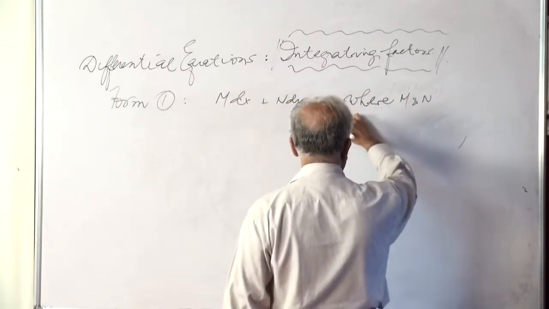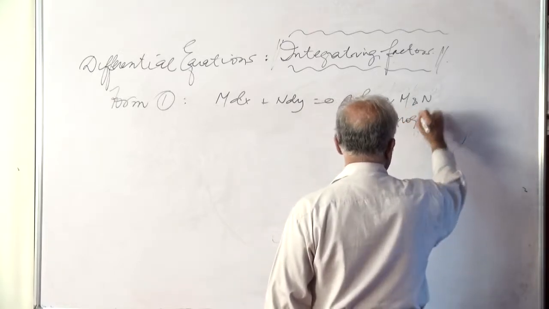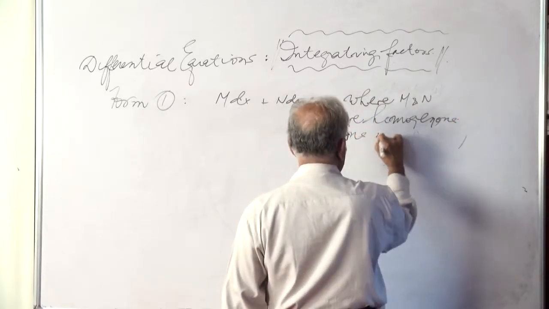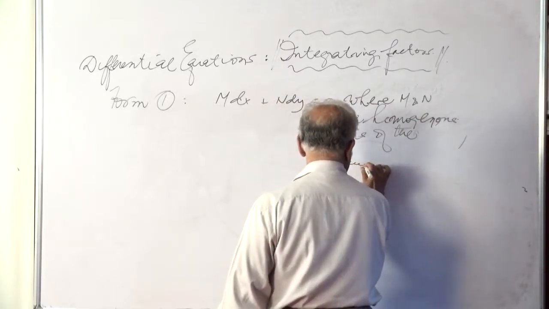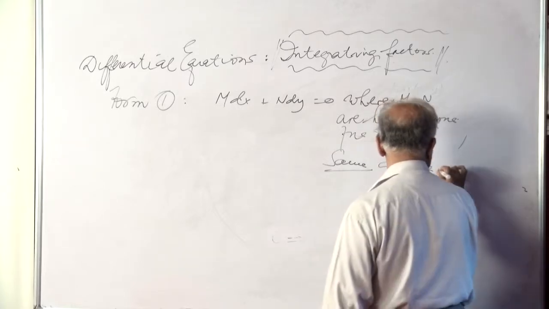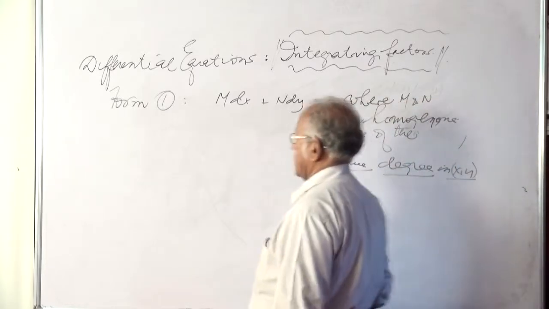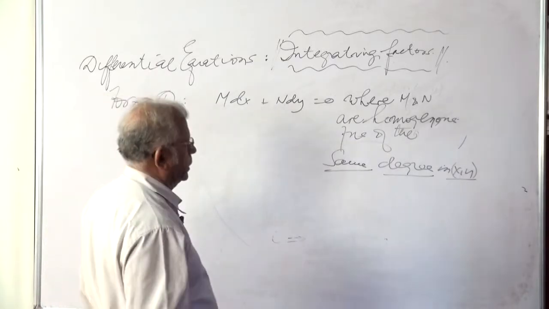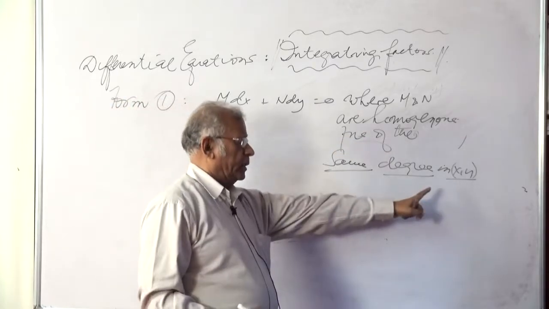M and N are homogeneous functions of the same degree in x and y. This is an important concept. There are many functions which are homogeneous. We will see the criterion for M and N both being homogeneous, and they have to be of the same degree.